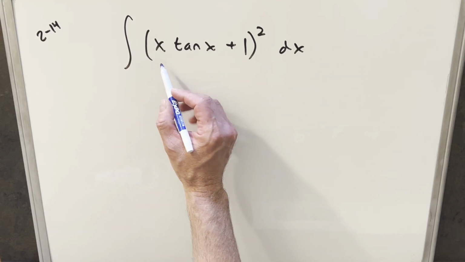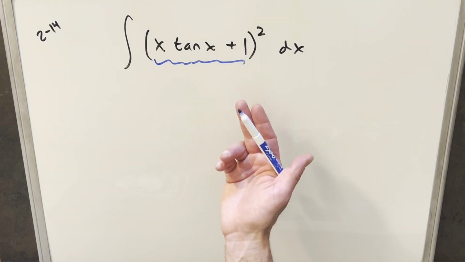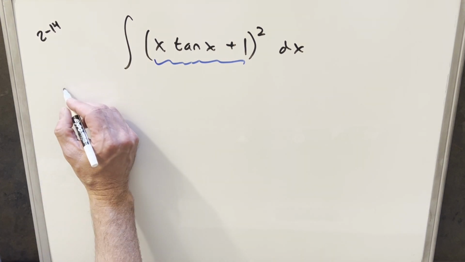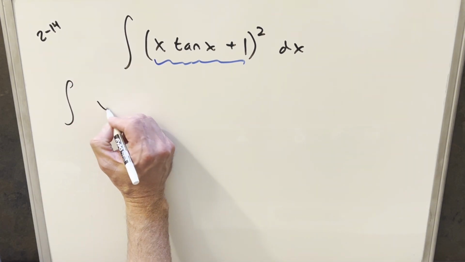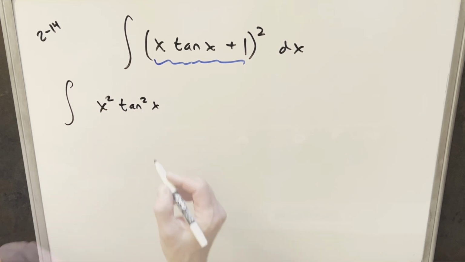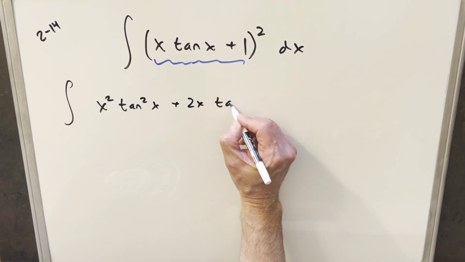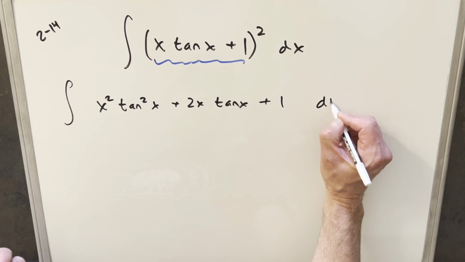Now, to start with, I don't really know how to deal with this the way we have it right here. If I do a u substitution right now, I don't think that's going to work. But I think what could help is if I just expand it, square it. So the first term is going to become x squared tan squared x. The middle terms are going to produce 2x tan x, and then squaring the last term, we just get a plus 1 on the end.